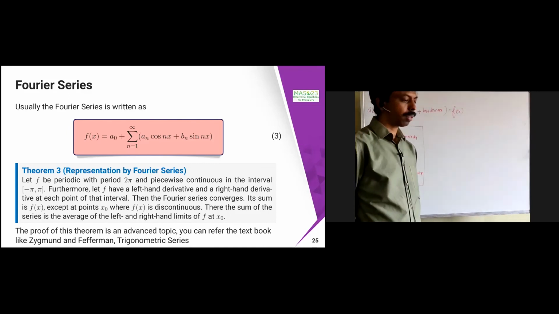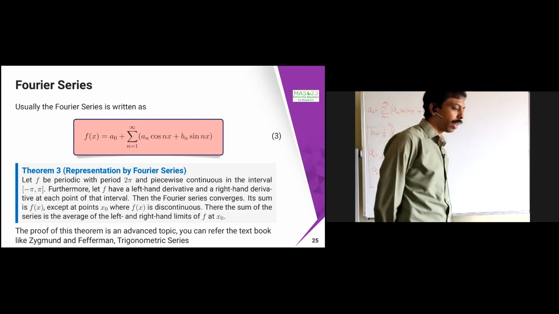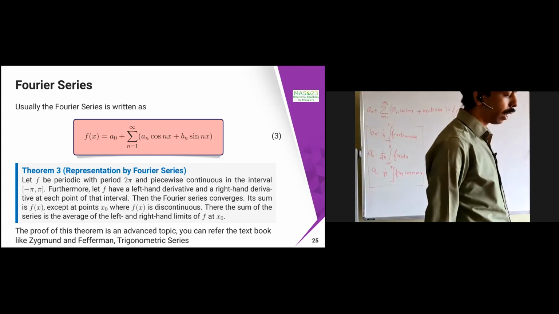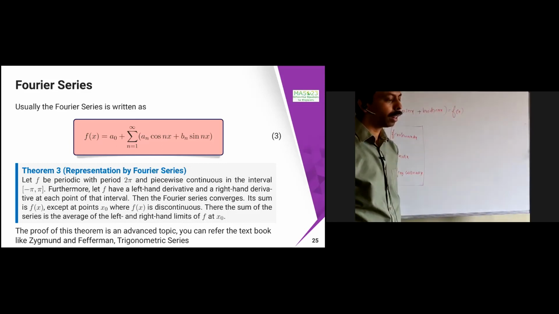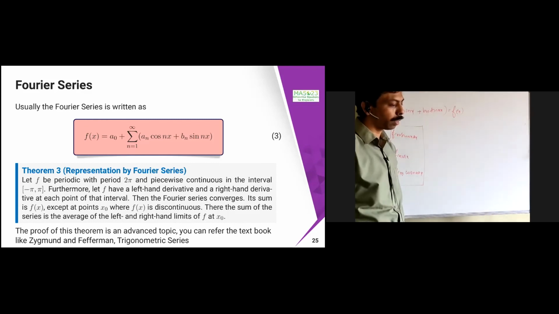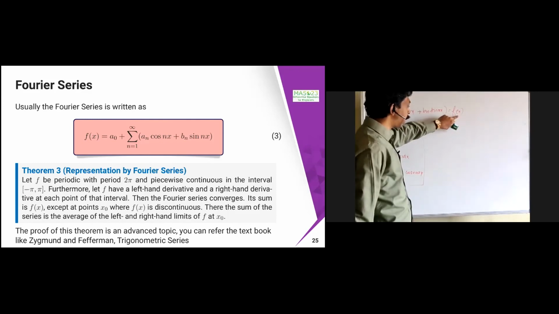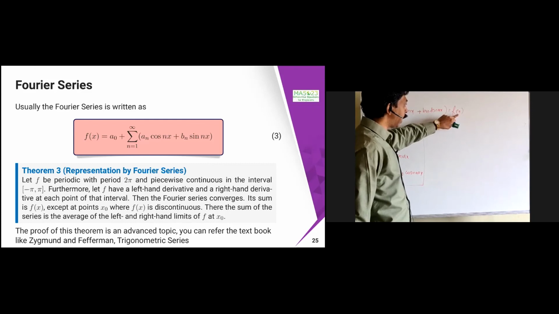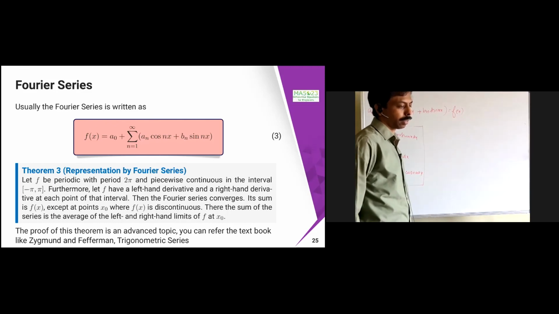Then this Fourier series, whatever I have written, converges, and its sum is f of x, except at some points x naught where f is discontinuous. Because it is piecewise continuous, there will be some discontinuity there. What is the sum of the series at that discontinuous place? Suppose it is discontinuous at x naught, you take the left limit and right limit, and then calculate the average of that. That is going to be the value of the series at x naught.